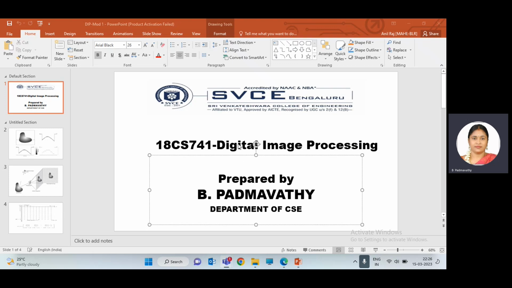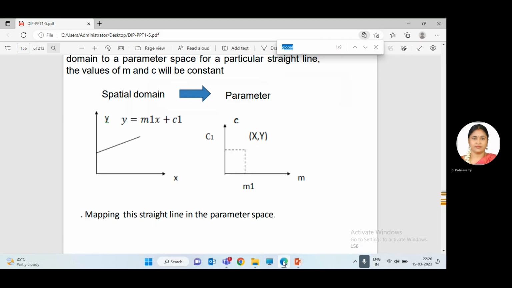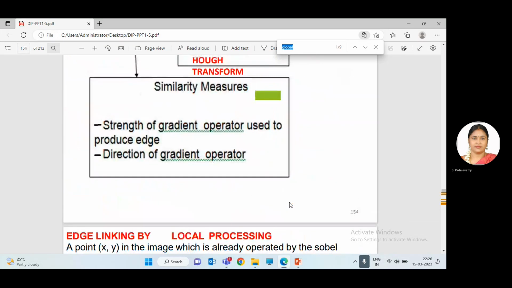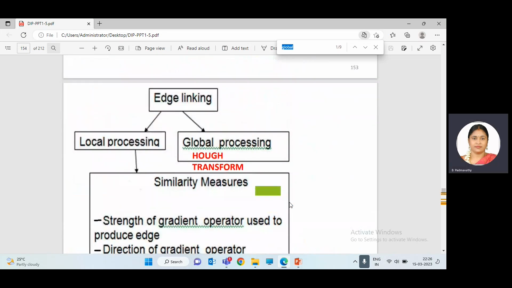And today we are going to discuss a topic in digital image processing. The topic is global processing. Global processing comes under the edge linking process. Once you find the edge, you can link the edge using two types of technique. One is local processing and the other one is global processing.